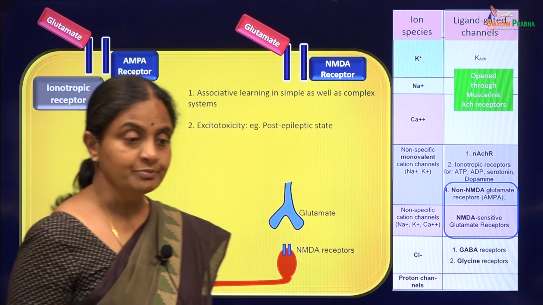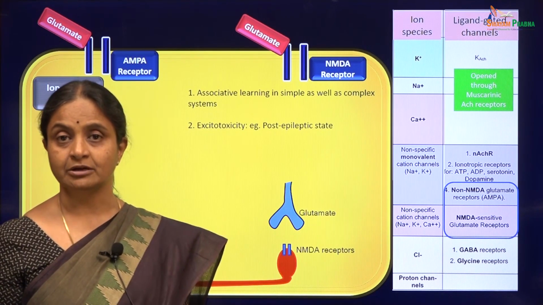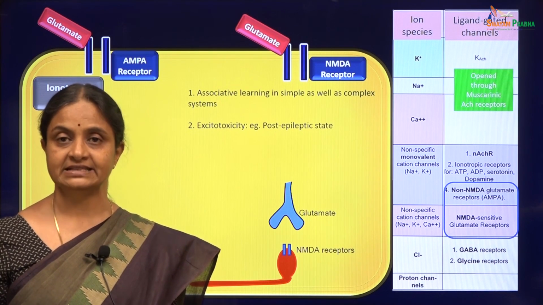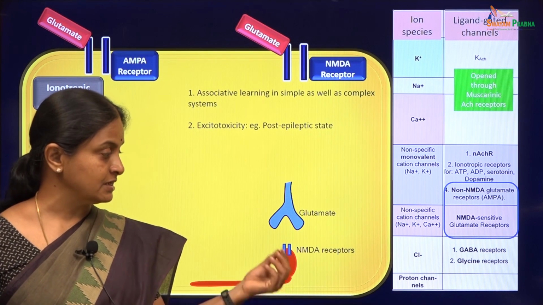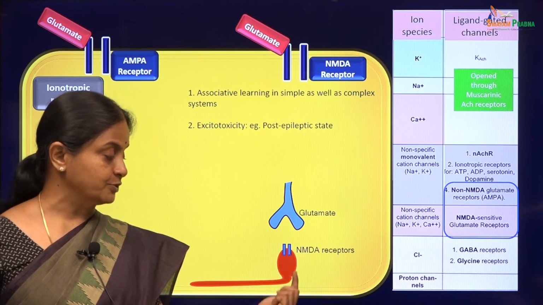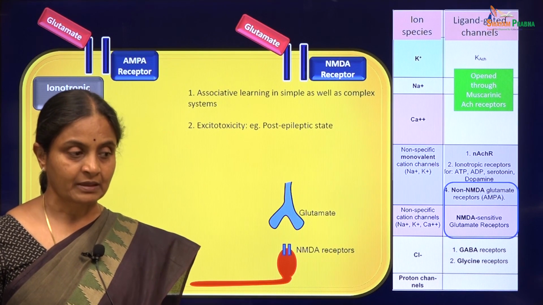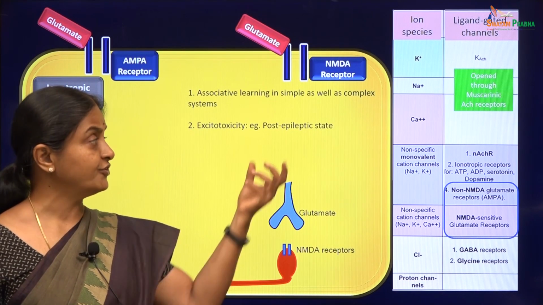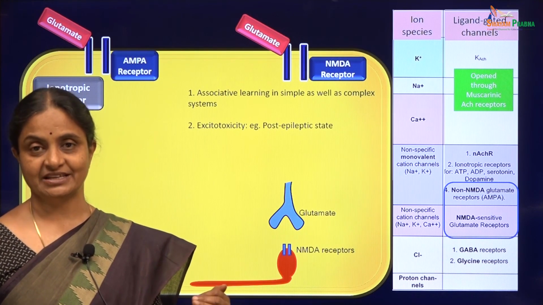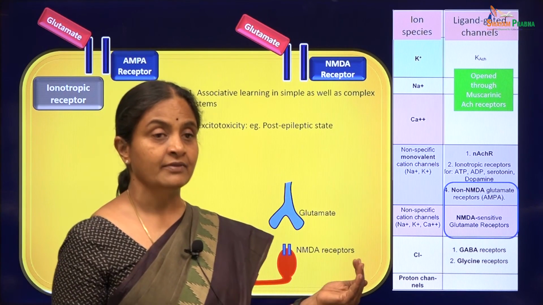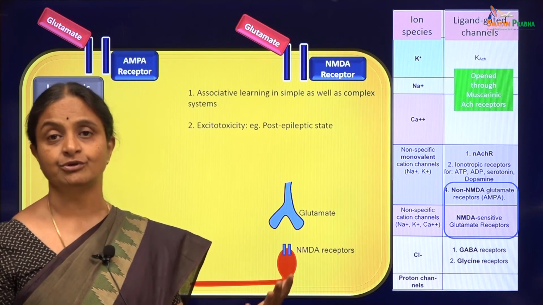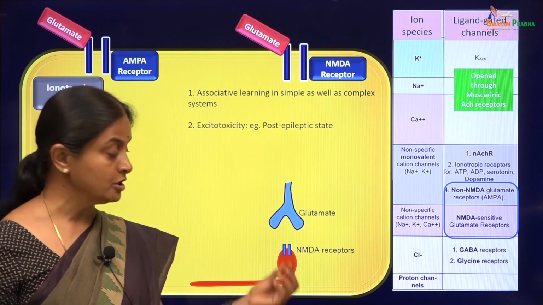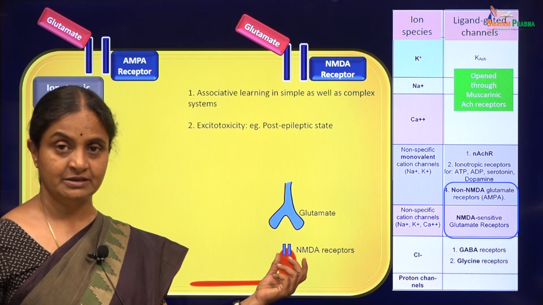NMDA receptors are also implicated in this important phenomenon called excitotoxicity. That is, if a neuron is repeatedly excited and if it has NMDA receptors, there would be calcium entry, and that will cause damage within the cell. These kind of repeated excitations occur, for example, during epilepsy. In the post-epileptic state, there could be neuronal injury, continuing neuronal injury, because of increased calcium within the postsynaptic neuron due to opening up of NMDA receptors.